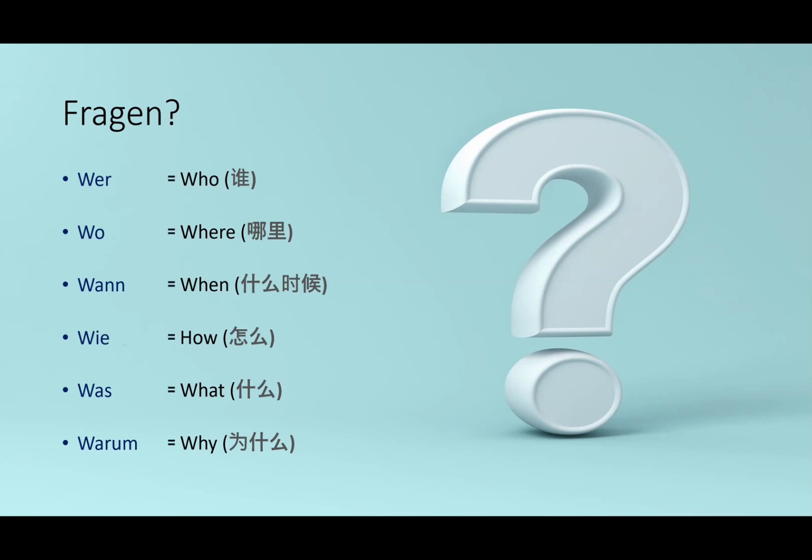Could you repeat all the German words again? Yeah, wer, wo, wann, wie, was, and warum. So they all start with a W in German, and the W is pronounced like v. Wer, wo, wann, wie, was, warum.